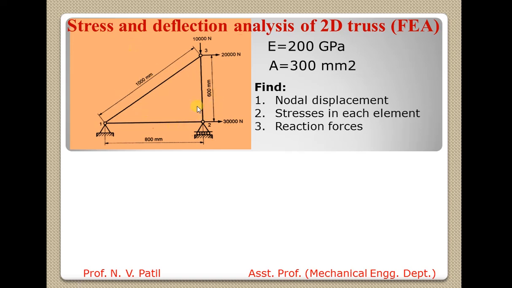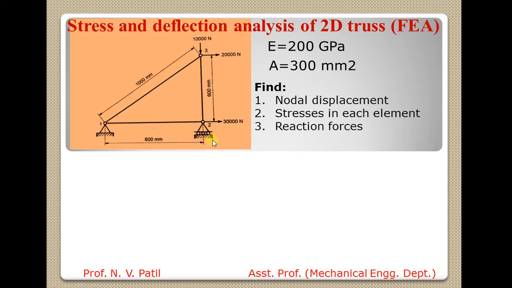Now let's consider a 3-bar truss problem which is subjected to horizontal forces and vertical forces. It is fixed at one end and has a roller support at one node. The value of E is given as 200 GPa. The cross-sectional area is constant for all three elements, that is 300 mm square. We need to find the nodal displacements, stresses and reaction forces at each nodal support.